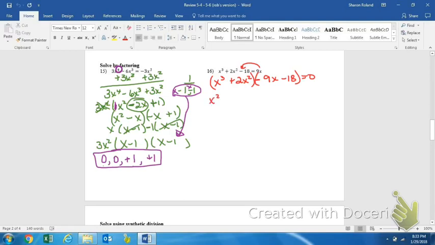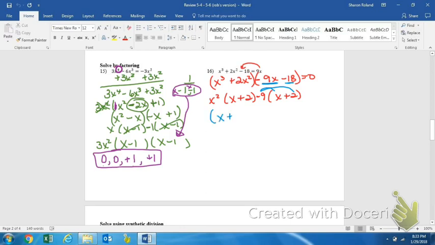X squared comes out of the first set, and you're left with x plus 2. If this factors by grouping, this is going to be x plus 2 as well. Negative 18 divided by 2 is negative 9. So let's go ahead and check to see if this works. Multiply those two together and you get 9x. Multiply these two together and you get negative 18. So it's factored correctly so far.